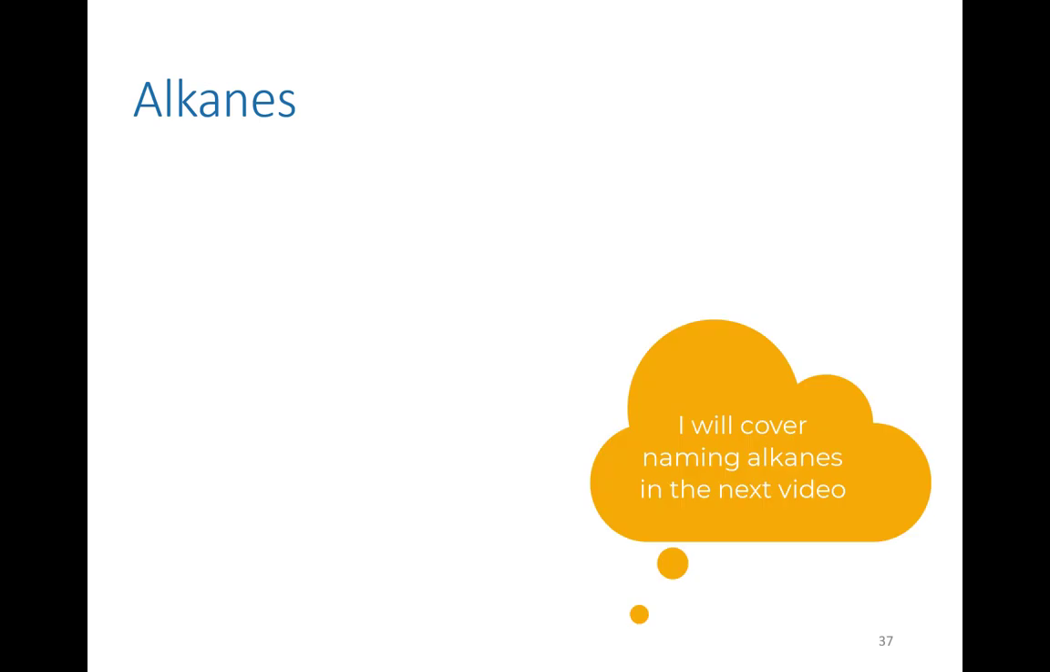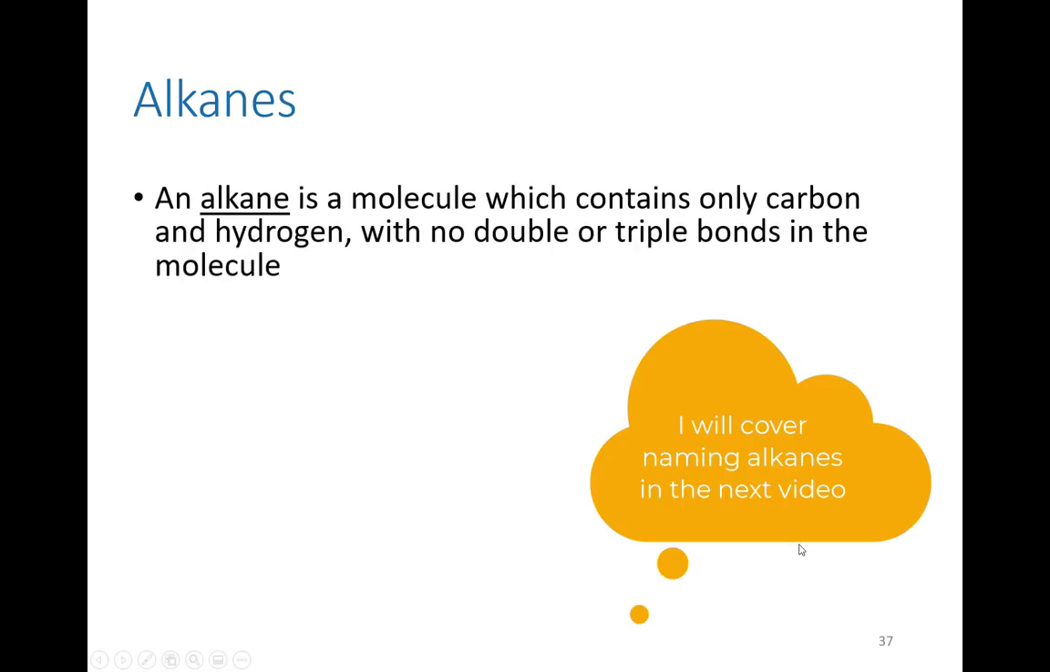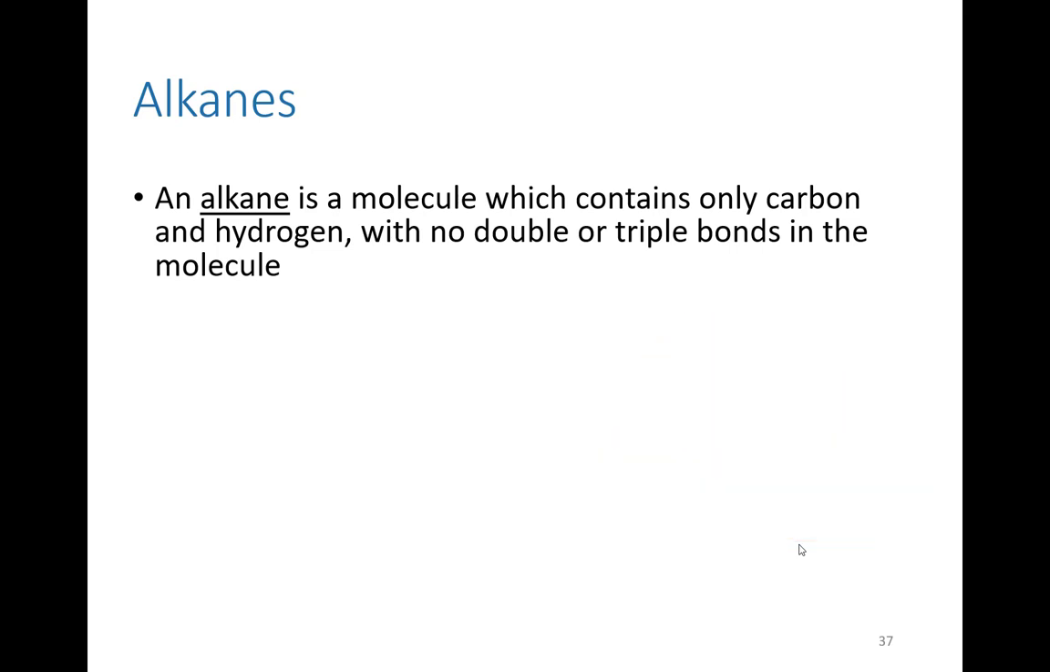In this next section, we discuss the most fundamental of organic compounds, the alkanes. We will pay particular attention to the structure of these molecules as well as how to name them. So, as we've already seen, an alkane is a compound which contains only carbon and hydrogen in its structure, and furthermore, it contains only single bonds between the carbon atoms.